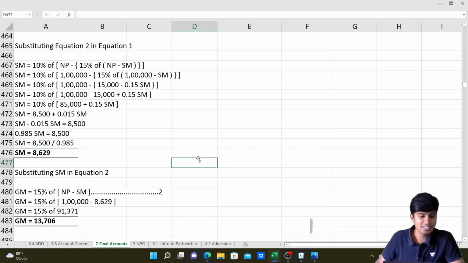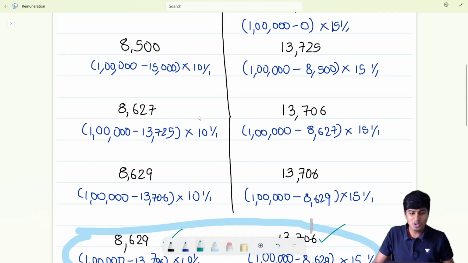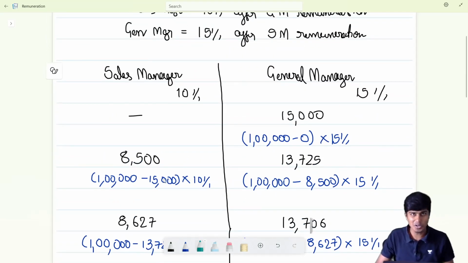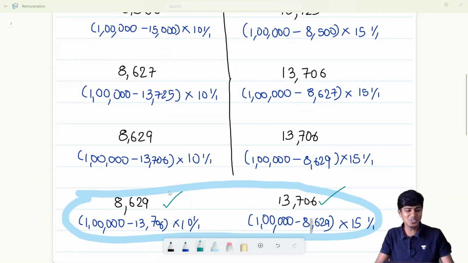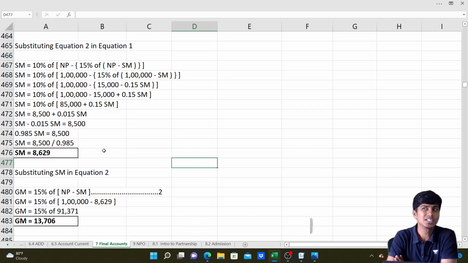And the answer is here. Sales manager's remuneration is 8,629 and general manager's remuneration is 13,706. That is the same answer that we found here. This method of dangling between, ding, ding, ding, I call it the ninja archery technique. And this method wherein you put an equation to solve it is what I call the Dakitiki method, the Augie and the cockroaches style.